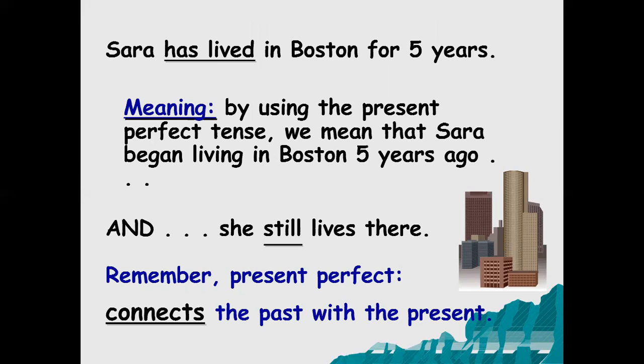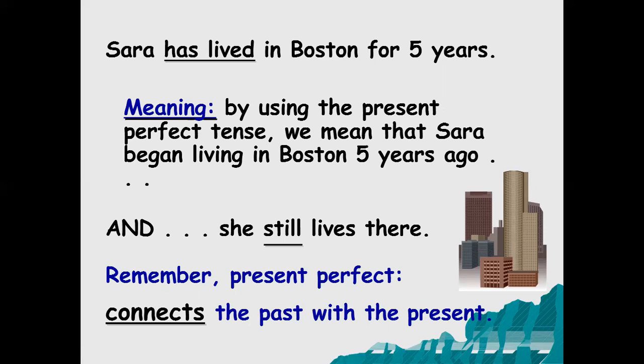Okay, so in Indonesian, it could be like something happened in the past and still happens until now. Jadi ya sesuatu yang sudah terjadi di masa lampau dan masih terjadi hingga sekarang. And as you can see here, we need to remember present perfect connects the past with the present. So, jadi menghubungkan masa lalu dengan masa sekarang. So, we need to connect the past and the present if we want to use present perfect.